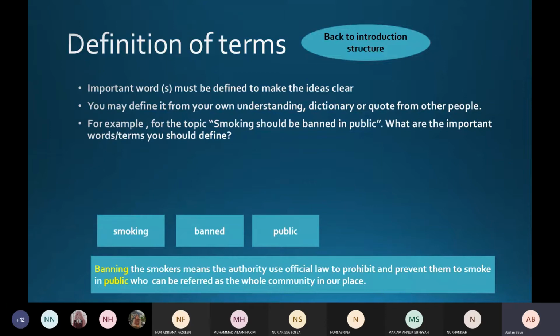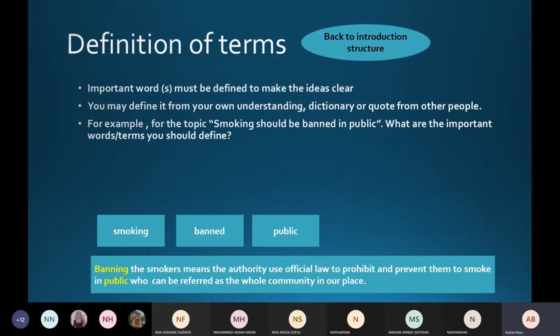Okay, ataupun dia macam kita nak boycott orang yang merokok, tak boleh merokok. Kalau merokok, orang boleh report and so on. Sebelum ni tak ada. Okay, sebenarnya you rokok lah. Orang mungkin nasihat sahaja. Itu bukan banning. So banning here is when you use authority, maksudnya penguatkuasa untuk menguatkuasakan undang-undang, official law, to prohibit mean melarang ataupun mencegah mereka untuk merokok di public.